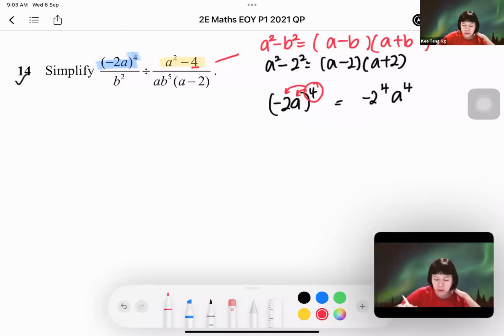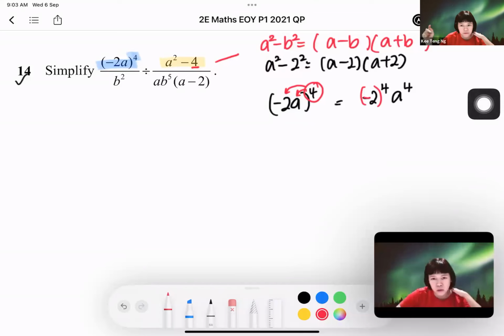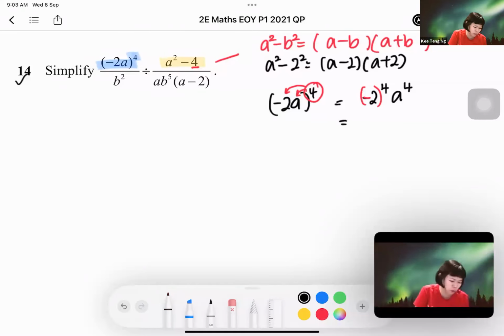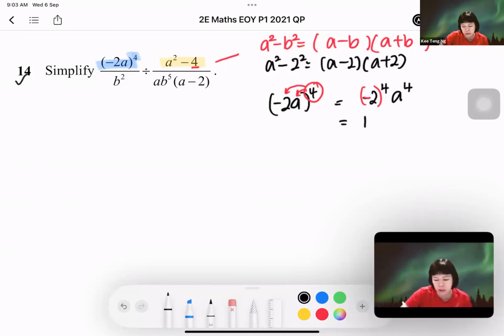You must remember, this is the whole thing to the power of 4. The negative sign also has to be to the power of 4, so you need to include brackets. If you do not include the brackets, you may not get the correct answer through your calculator. If you work out the whole thing, negative 2 to the power of 4, in your calculator, it will give you the number 16, a to the power of 4.